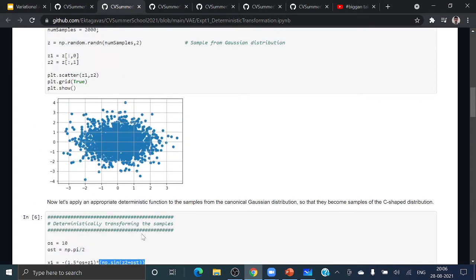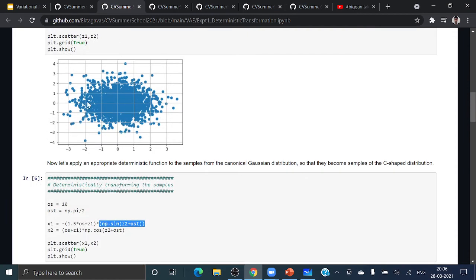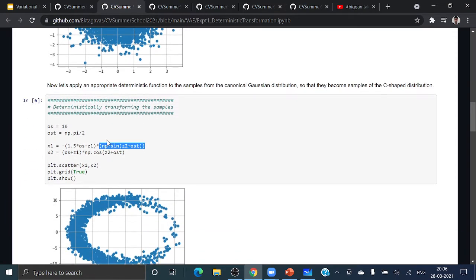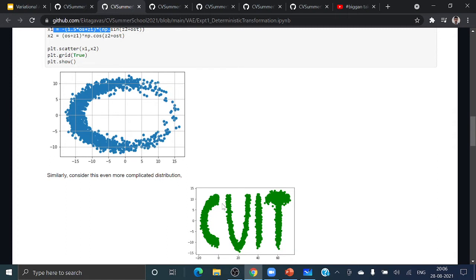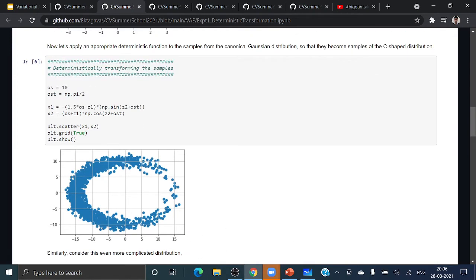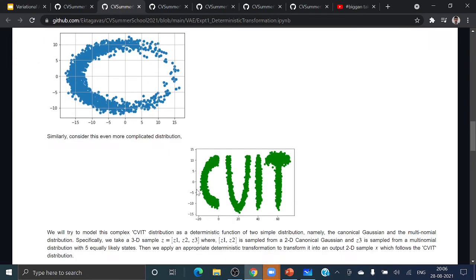Oh, Z1 and Z2 are the input points. So Z1, Z2 was this distribution, which is just a Gaussian. And when you apply these two formulae on it, this gets converted to a very complicated distribution, which looks like a C. And if you keep applying these sorts of functions, these complicated functions, you can start to make images like CVIT.